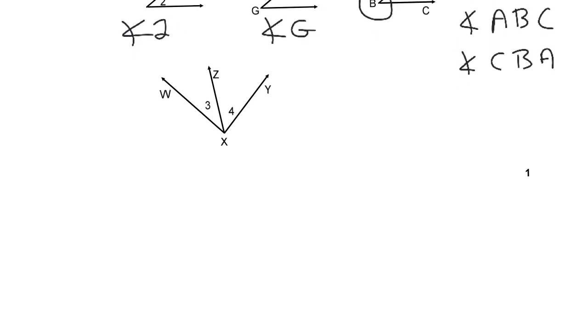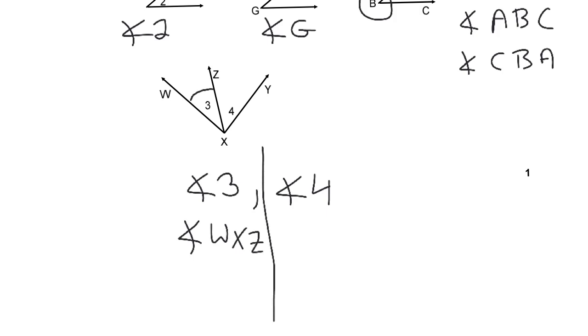Now, if you look at the example at the bottom, okay, I technically see three angles, okay? I see angle 3, I see angle 4. Another name for angle 3 would be angle, you cannot call this angle X, because if you call this angle X, you can ask yourself which one, okay? So if you think about angle 3, you can also call it angle WXZ. Okay, I'm gonna put a line through it. Angle 4, which is this one, you can call it angle ZXY.